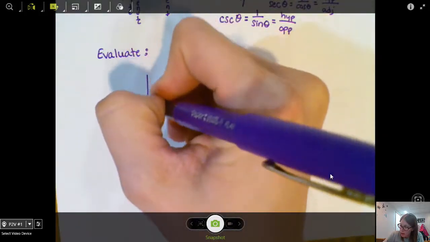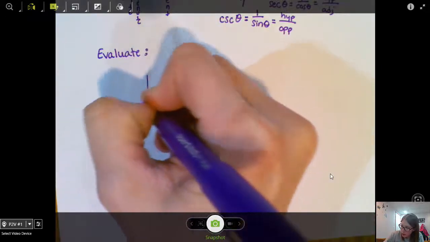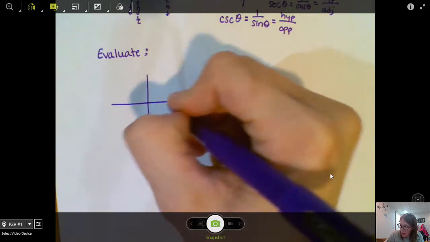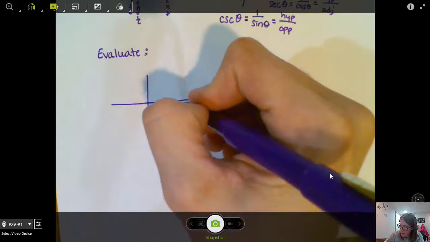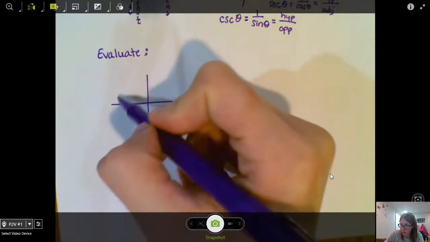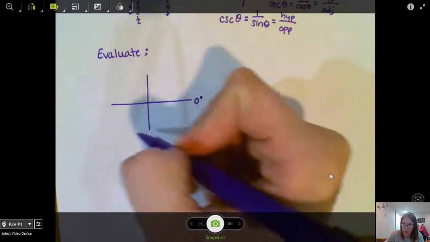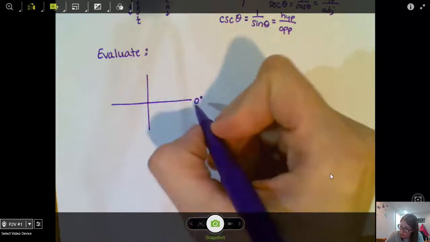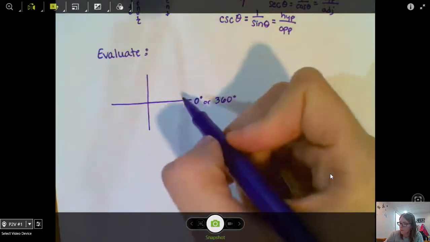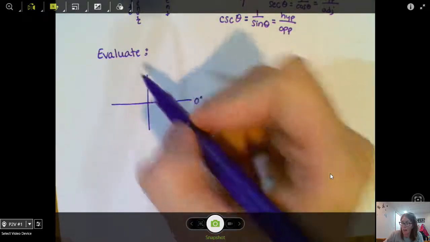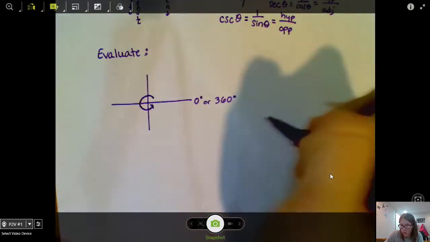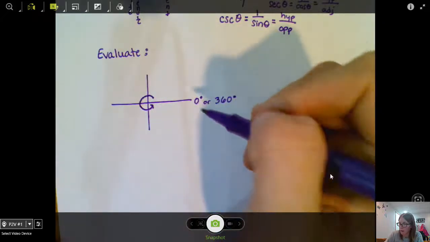So just, again, a little bit of a refresher here. On our coordinate plane, we always start at the positive x-axis. This is 0 degrees. If we make it all the way around the coordinate plane, it's like making it all the way around a circle, so we also could call it 360 degrees. We always go counterclockwise around our coordinate plane.